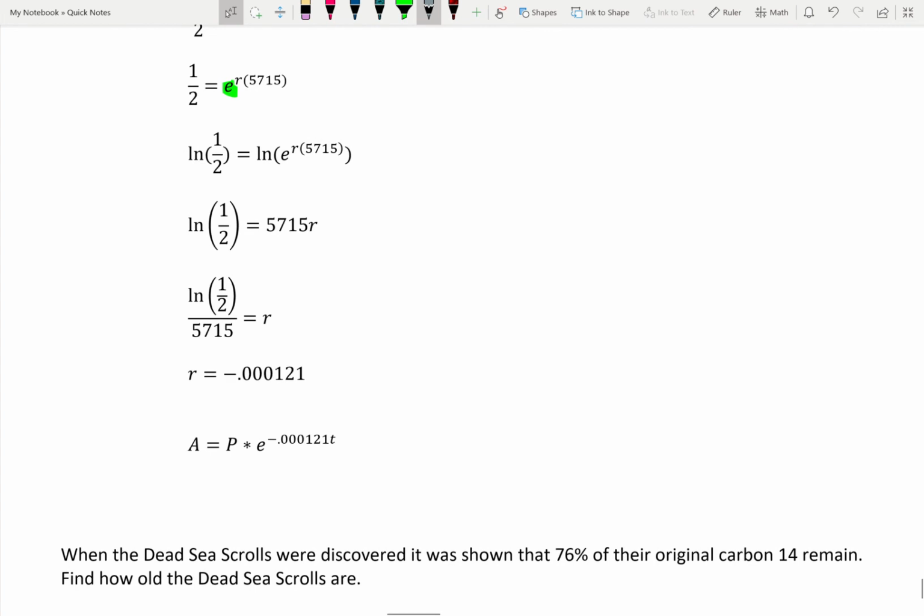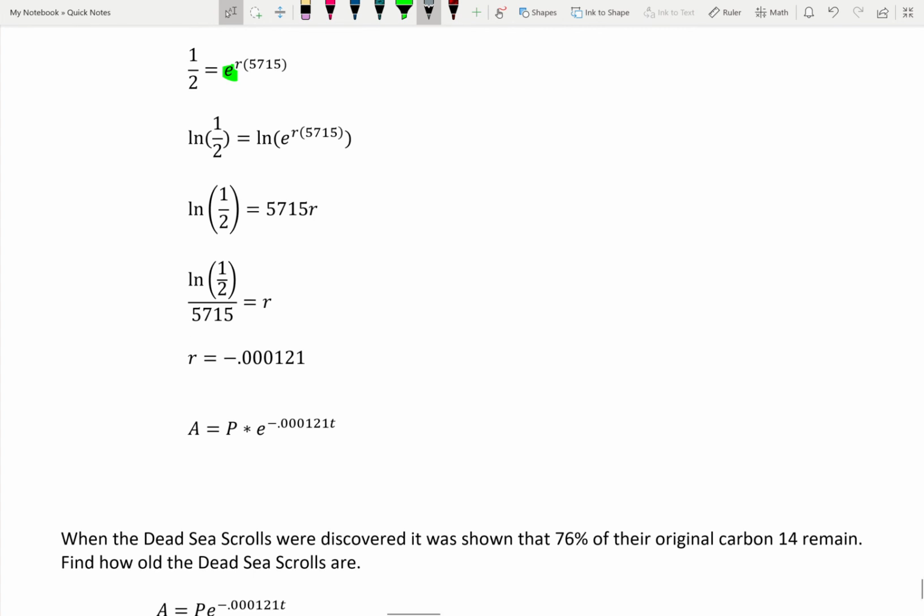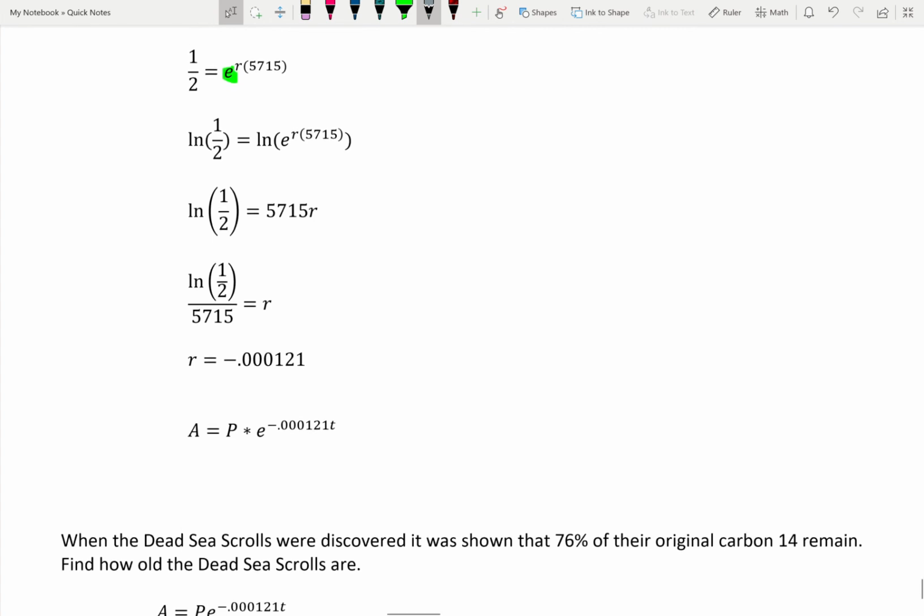Okay. When the Dead Sea Scrolls were discovered, it was shown that 76% of their original carbon-14 remained. Find how old the Dead Sea Scrolls are. So I think you guys have heard of carbon dating before. This is just an example of how exponentials come in use. Although I heard carbon dating doesn't just use carbon-14, it also uses carbon-12. But what do I know? I'm not a chemist or anything like that. So I'll just follow this textbook example.